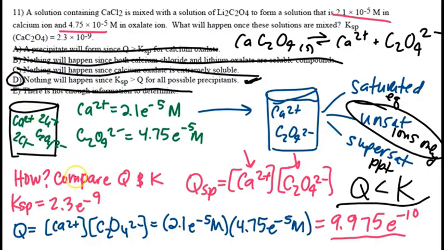Nothing's going to happen here because our Q value is smaller than K, or we can say our K value is greater than Q. And in that scenario, we're going towards our products. Our products are ions. So there's not going to be precipitates or anything like that. We're dealing with ions only in solution.